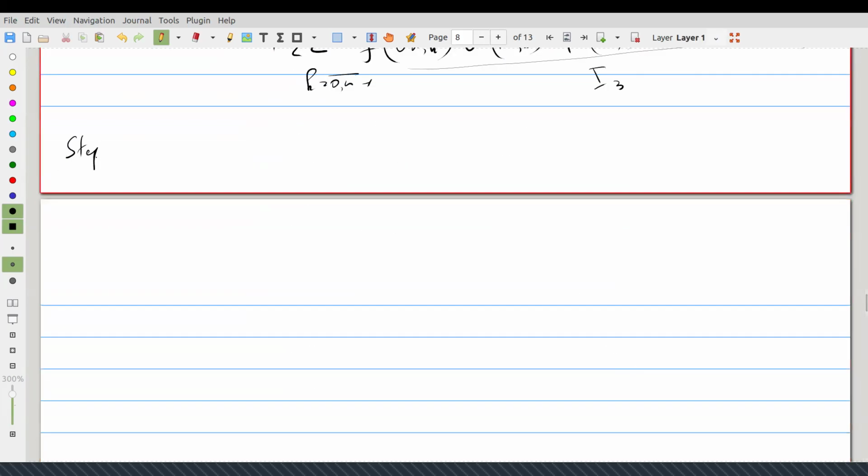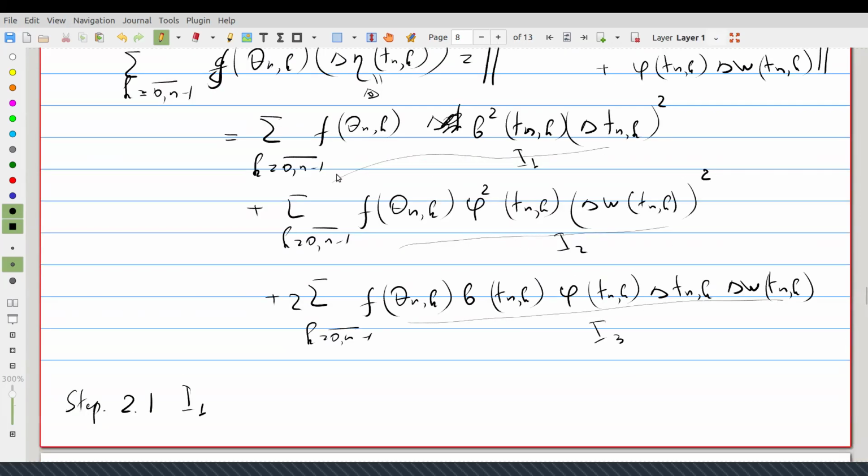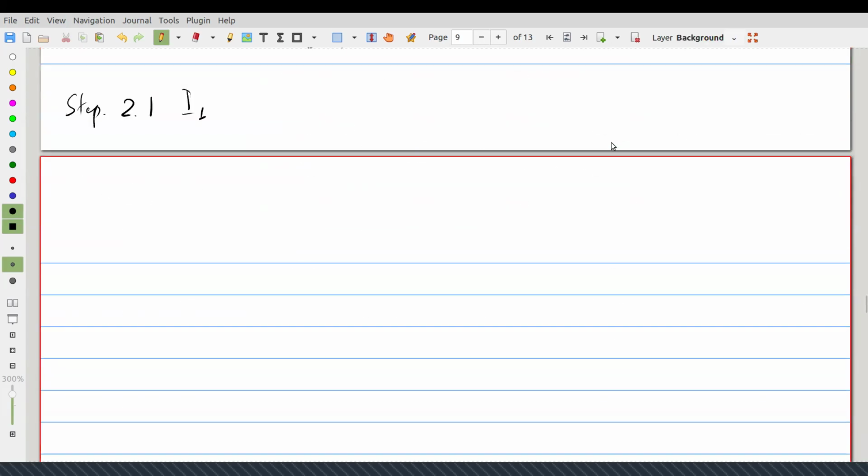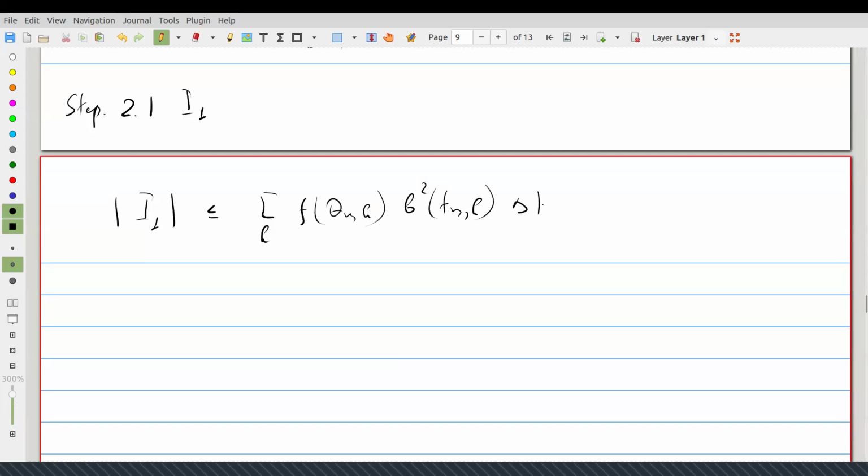So let's say step 2.1, I1. I1 is this integral, f of theta n k, b squared, delta t n k. I1 is less than the sum over k of delta t n k. I will write this one more time just to show calculations. This is just by definition what I1 is.